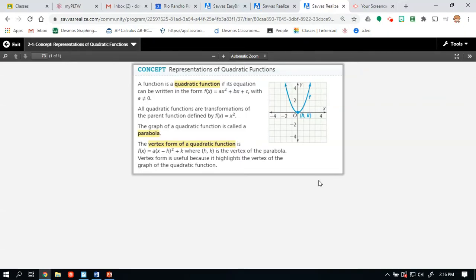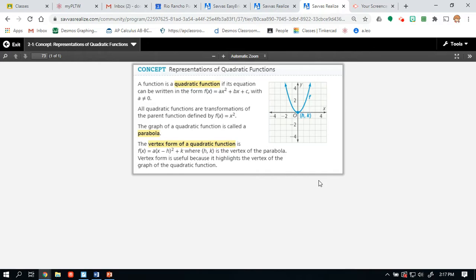Everybody, it's Miss Abney. I'm here to go over topic 2, lesson 1. We're going to start now getting into kind of the vertex form and the quadratic function.